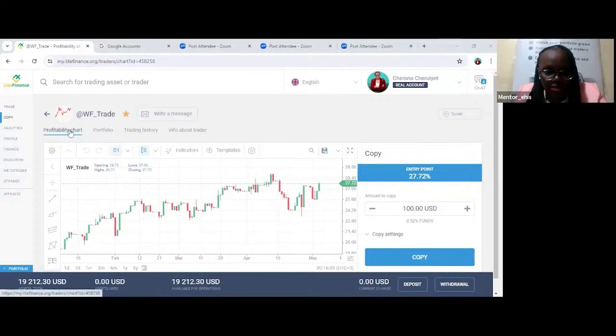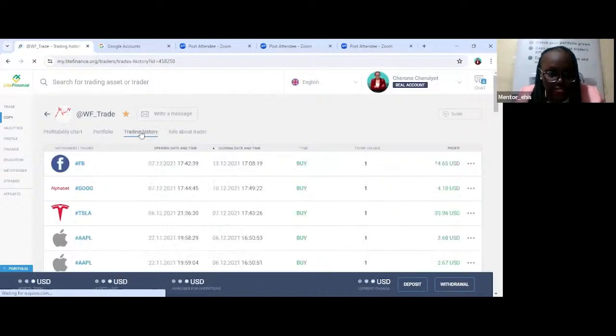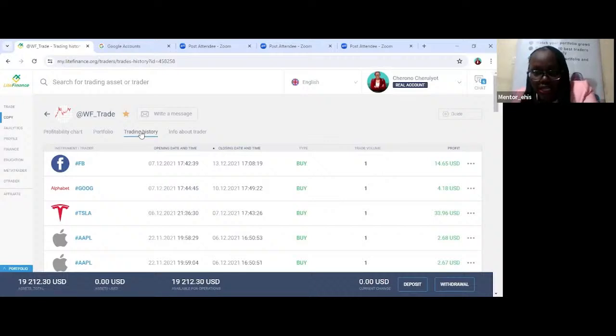You check on the profitability, you would see the chart, the way it has been. On his portfolio, you will check on what he has been trading. This one mostly trades stocks. And on trading history, you click on trading history, you would find most of this trading volume is in terms of buy and sell, and the profit he has made.